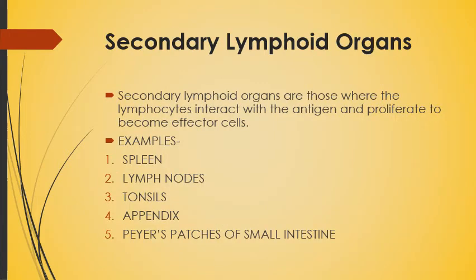Next is your secondary lymphoid organs. Secondary lymphoid organs are those where the lymphocytes interact with the antigen and multiply to become effector cells. Effector means what effect they are going to give to that particular antigen. The examples are spleen, lymph nodes, tonsil, appendix, and Peyer's patches of your small intestine.